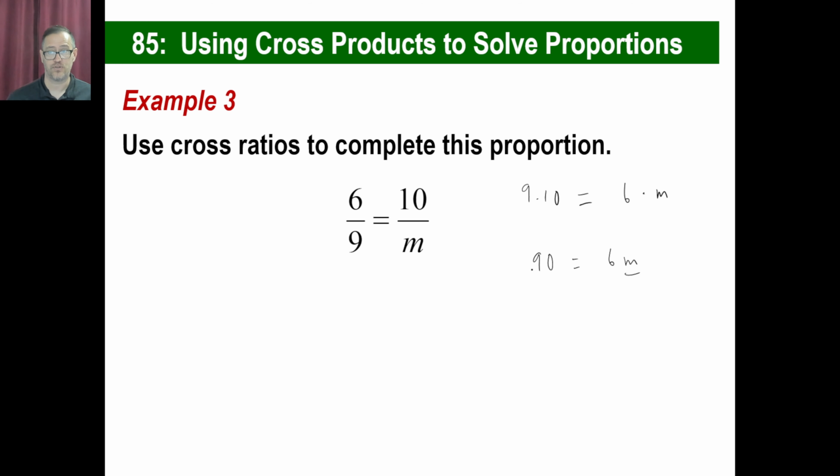And of course, the answer is to divide 90 by 6. That's all we need to do. So we just go 6 into 90. 6 into 9 is 1. There's 3 left over. I'll put that here. 6 into 30 is 5. And there we go. We got it.